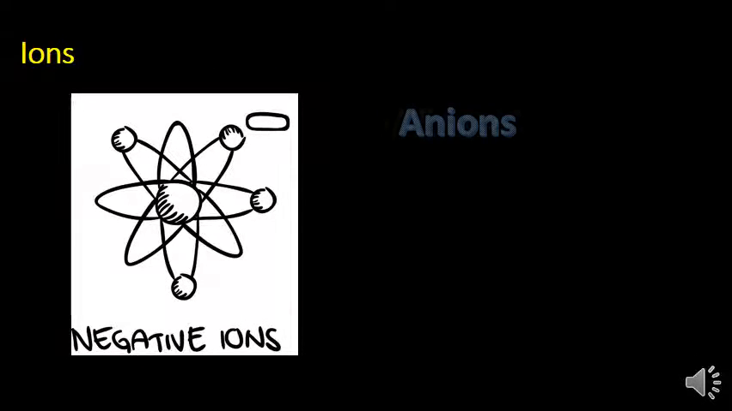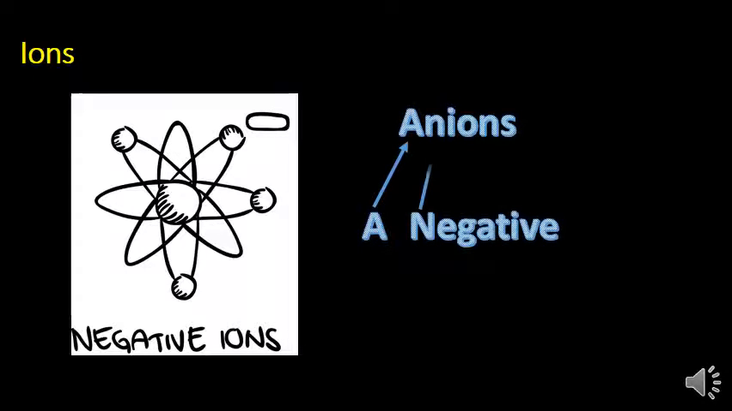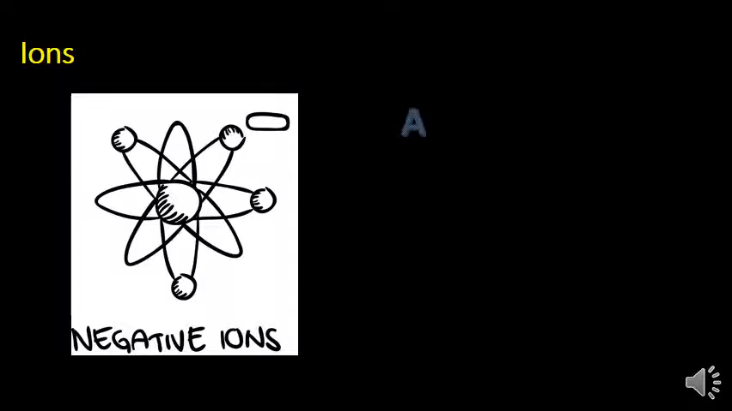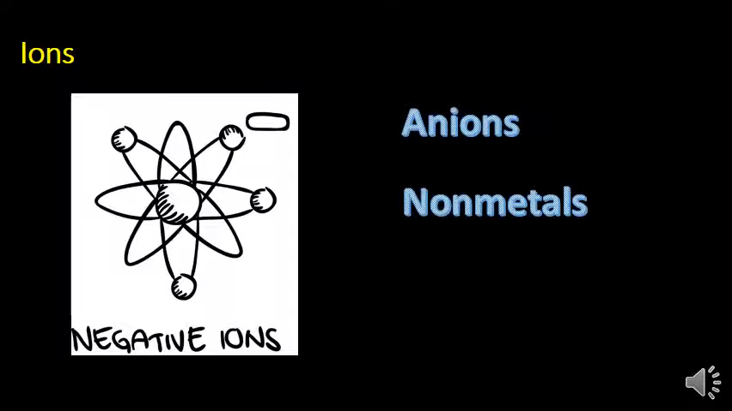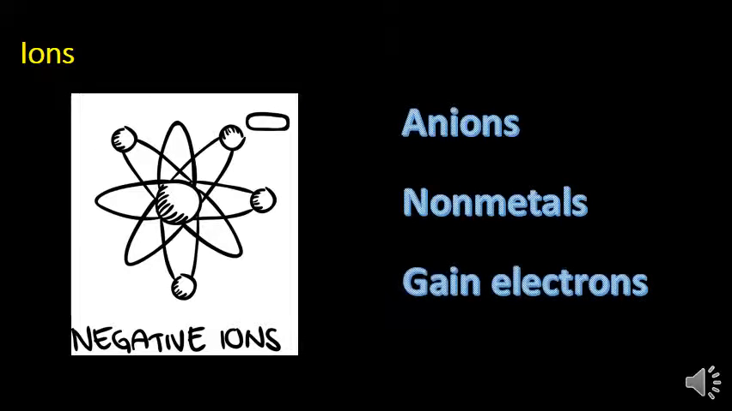Ions that have a negative charge are called anions. Now look, see, A, N for negative ion. That's an anion. A, negative ion, anion. Anions form from nonmetals, and these guys gain electrons. And when you gain electrons, you become more negative.